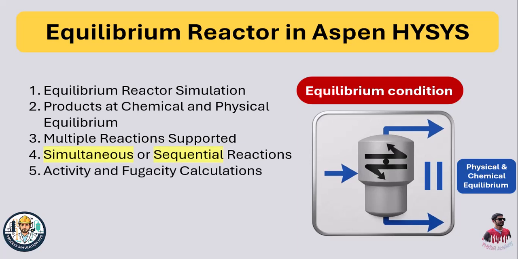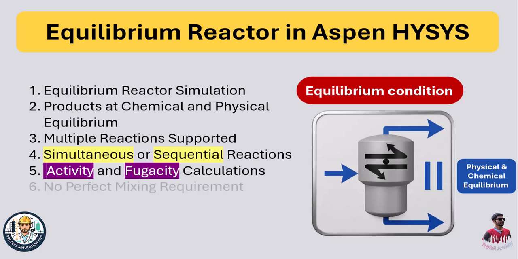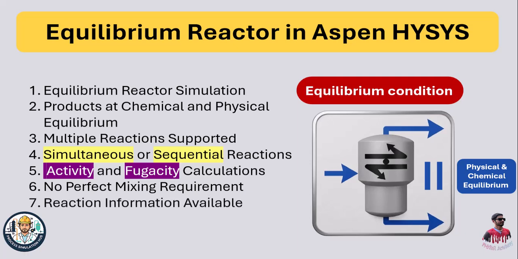The software calculates the chemical activity of each component using mixture and pure component fugacity. The reactor model does not require perfect mixing of components for equilibrium calculations. For each reaction, the model shows important parameters such as base component, conversion, equilibrium constant, and reaction extent. Conversion, equilibrium constant, and reaction extent are automatically calculated from the equilibrium reaction data.